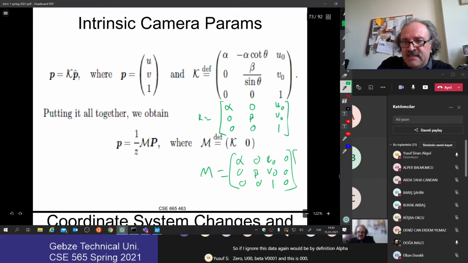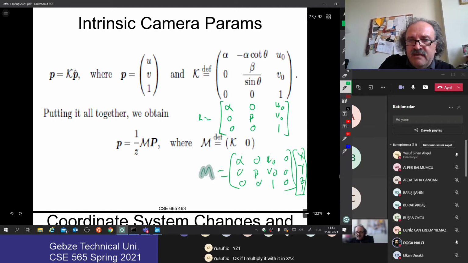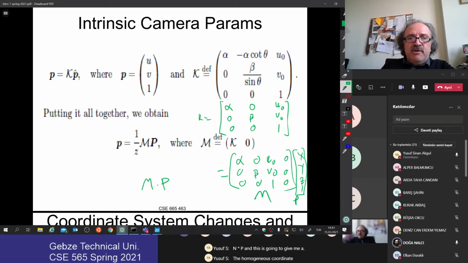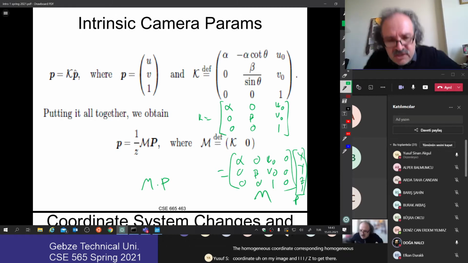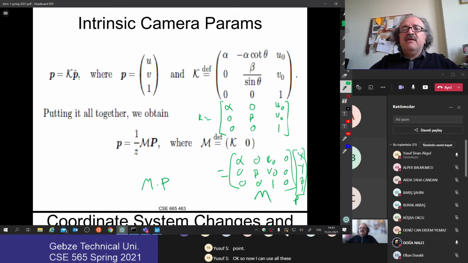So if I multiply this with any x, y, z, 1, this is m, this is p. This would be m times p. And this is going to give me the corresponding homogeneous coordinate on my image. And I divide it by z to get the corresponding 2-dimensional inhomogeneous coordinate point. So now I can use all these camera parameters to calculate my image coordinate system.